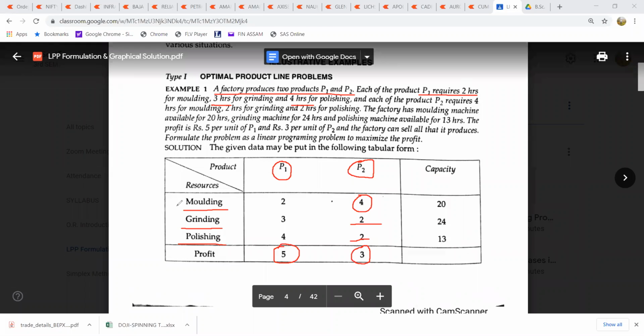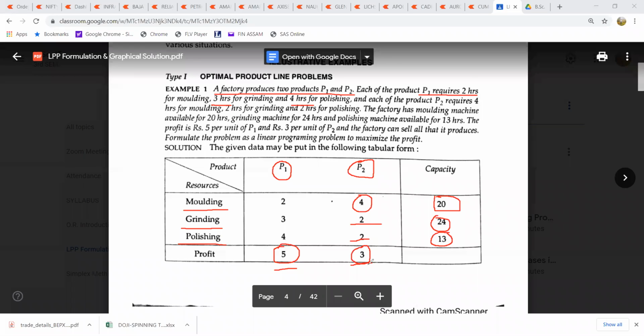For the molding machine, it can run up to 20 hours. It cannot run more than 20 hours. Similarly, the grinding machine can run up to 24 hours. And the polishing machine can run up to 13 hours. It cannot run more than 13 hours in a day. Now, the profit per product is already given: for one product of P2, the profit is rupees 3.